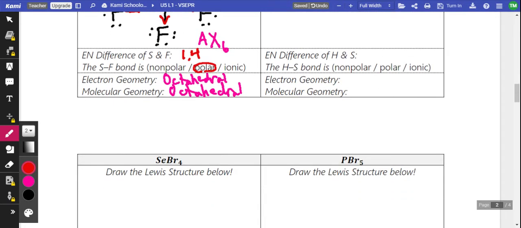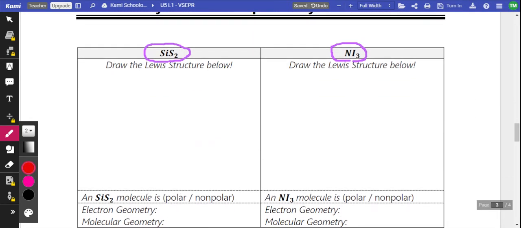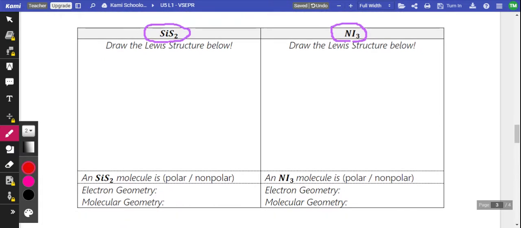All right. Let's see. Let's do another example. I think these might be, oh, these are the last three. Okay, so we're going to do SiS2 first. Okay, so Si is silicon. It's the odd one out. We're putting it in the middle. Putting my two S's on the outside.